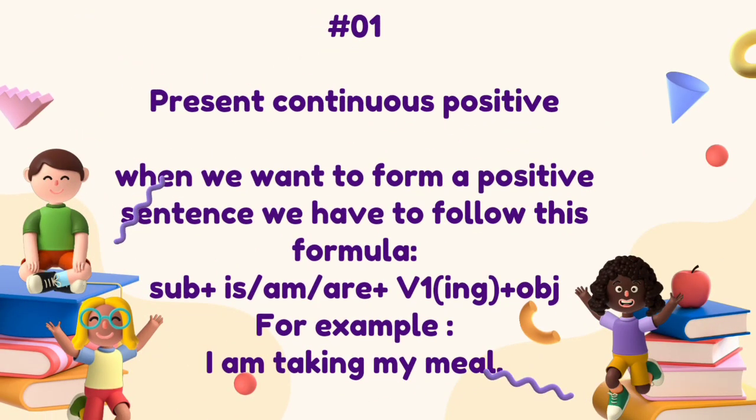Number 1. Present continuous positive. When we want to form a positive sentence, we have to follow this formula. Subject plus is, am, are plus verb's first form with ing plus object. For example, I am taking my meal.